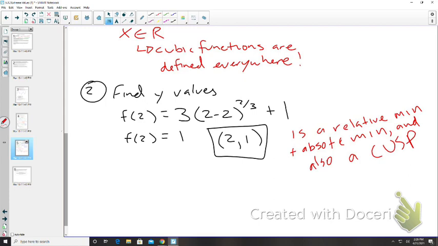Are there any other points, or is the only extreme point the relative and absolute min? This is the only extreme point on this particular question. Oh, that's nice. I knew that from graphing it. Okay, Sam. Yes.